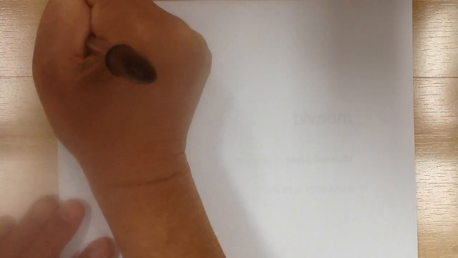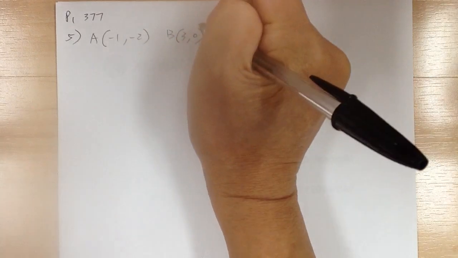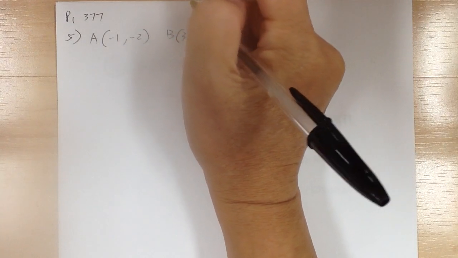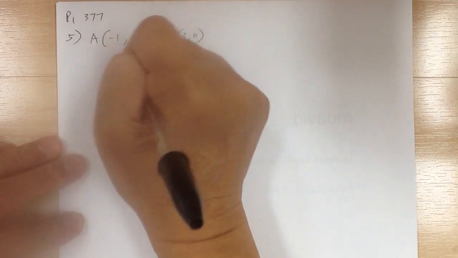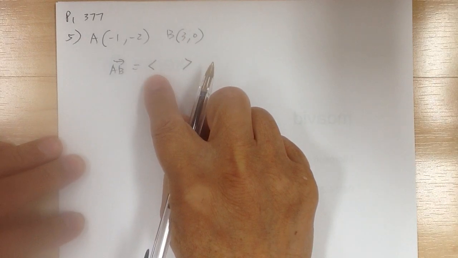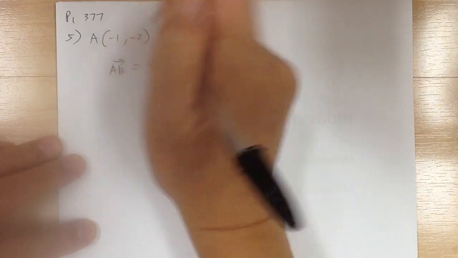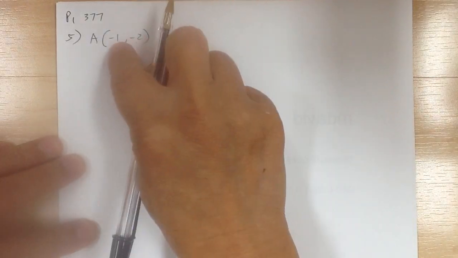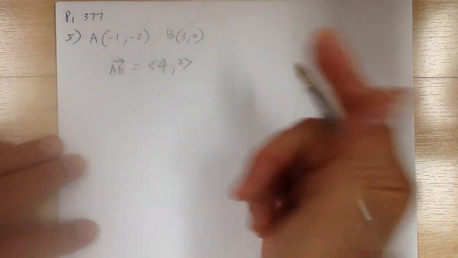Okay. Next one, so page 377, number 5. The A is -1, -2, B is 3, 0. Okay, you're looking for the vector AB, okay? So vector AB, using the notation, so basically looking for slope. That's what you're looking for, the difference in the x and the y. So you just go 0 minus -2 will give you +2. 3 minus -1 will give you +4. And so you get 4, 2, and that's it.